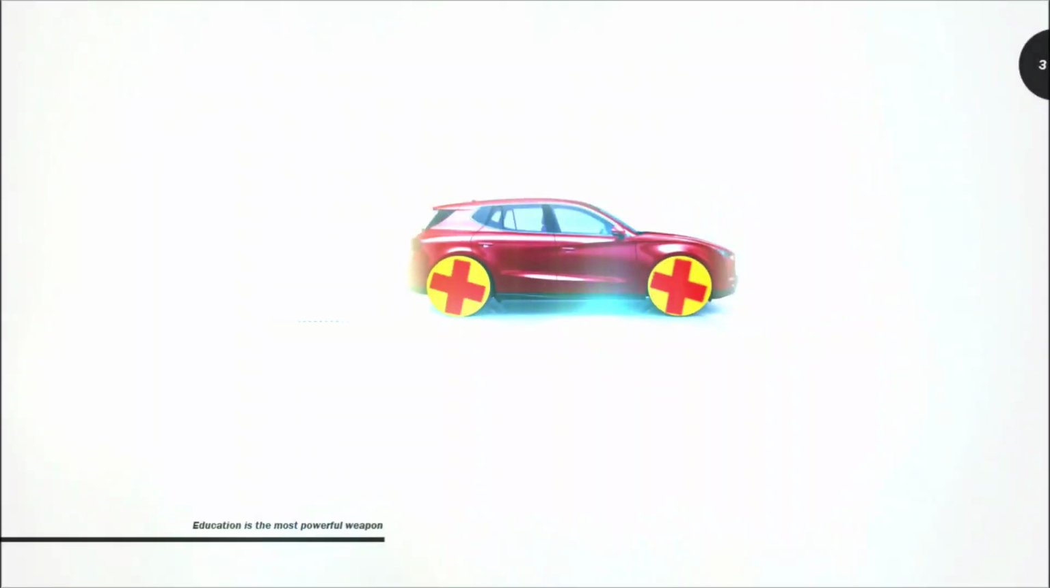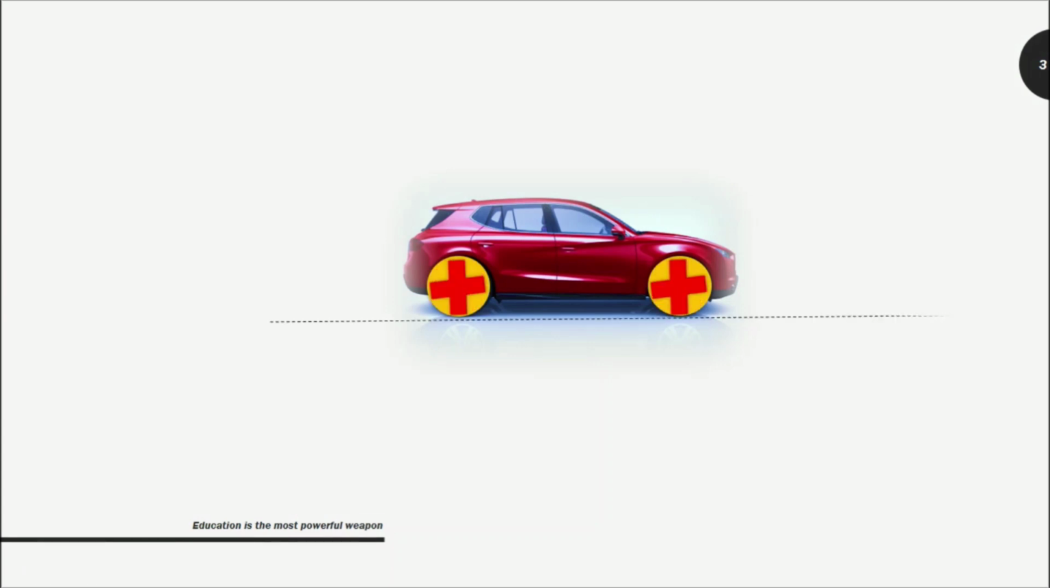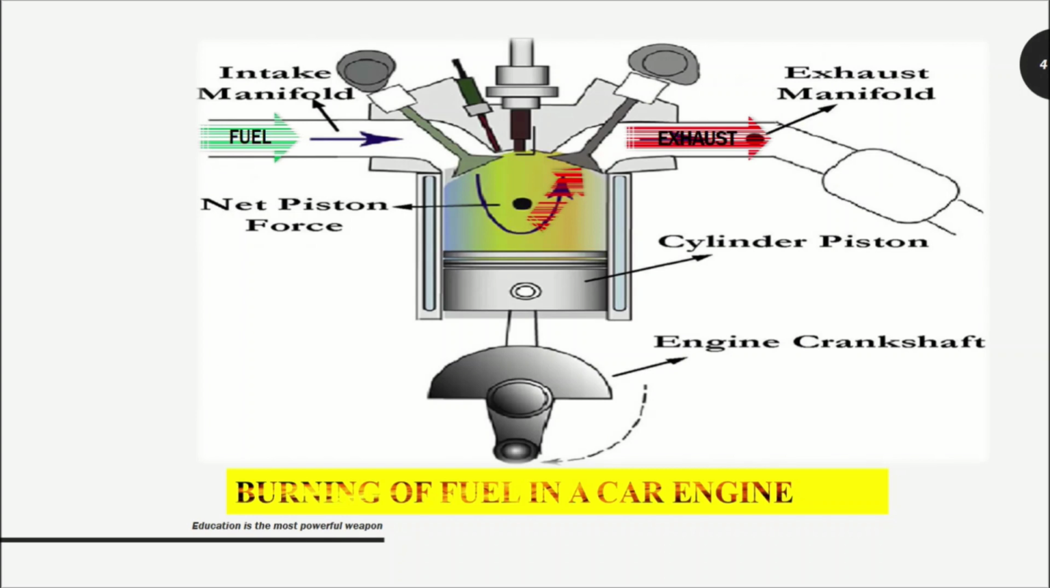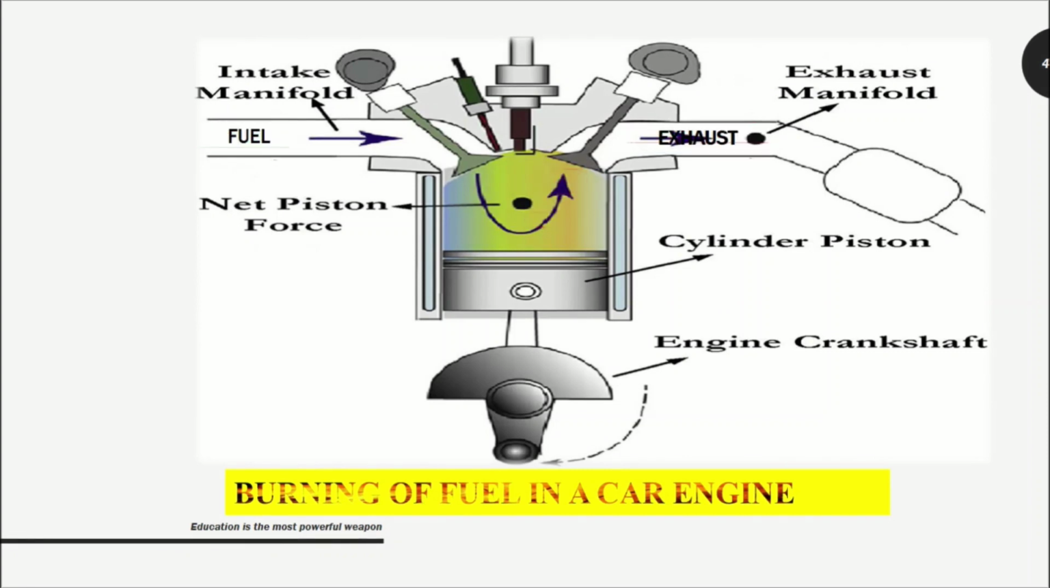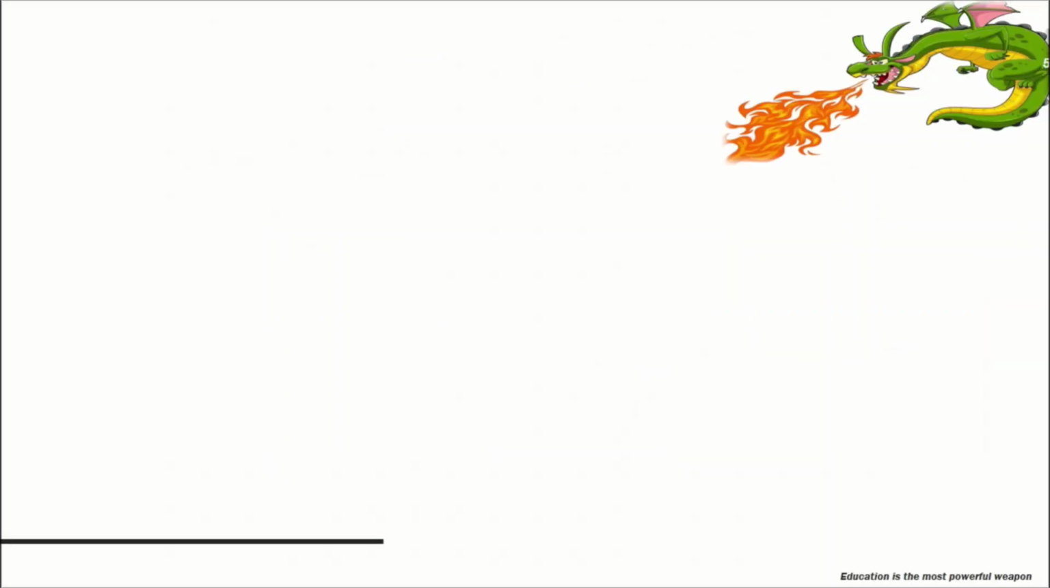Another example is the burning of fuel in a car engine. When the fuel burns in an engine, it converts the chemical energy to mechanical energy, propelling the car to move along the road. In both examples, chemical energy, that is the energy stored in the bonds of atoms and molecules, is converted to other forms of energy. Thus, various forms of energy are interrelated, and under certain conditions these may transform from one form to another form.